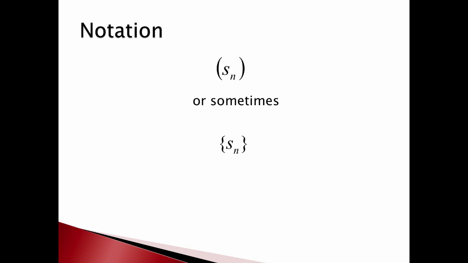If we want the whole sequence, we usually put parentheses around it, or sometimes little brackets. So that's what the notation of a whole sequence would look like. If we need just a particular one, like the seventh thing in the sequence, we may call it s sub 7, without the parentheses or the brackets.